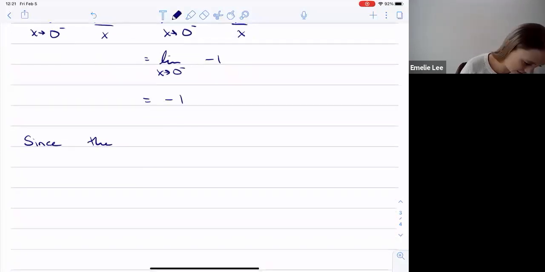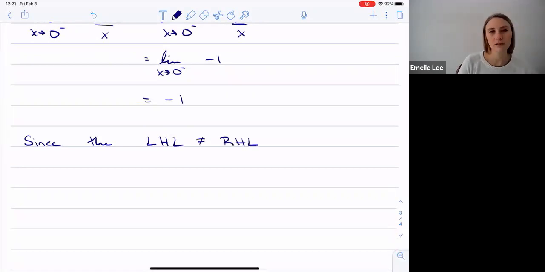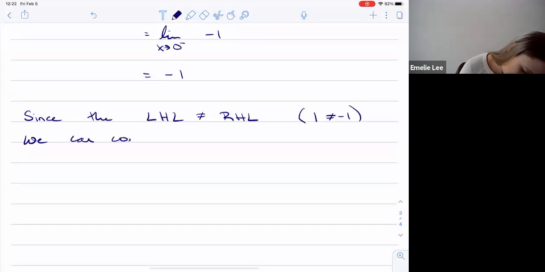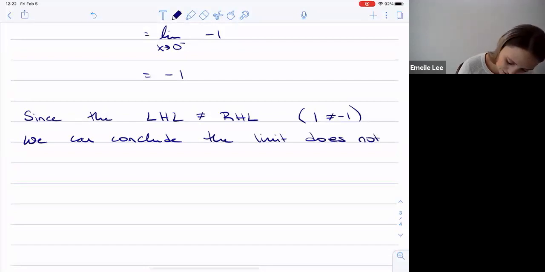Since the left-hand limit does not equal the right-hand limit, I'm going to use that shorthand we established last day. This is the same as saying 1 does not equal negative 1. That's true. We can conclude the limit does not exist.